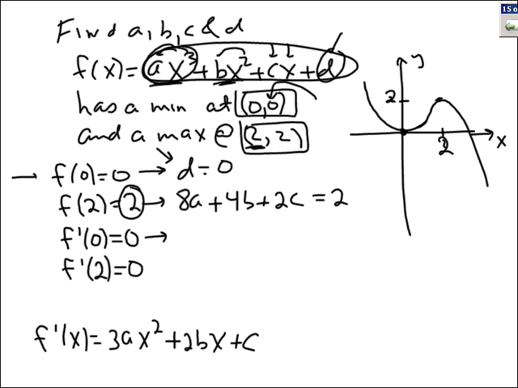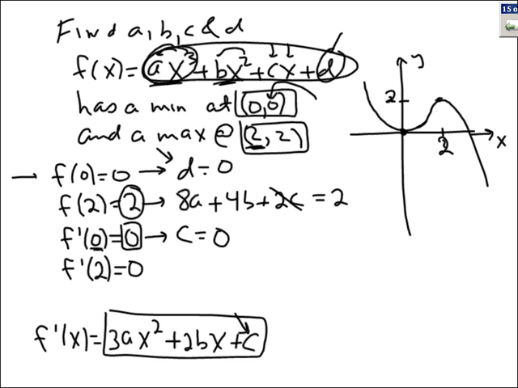Now, when I plug 0 into the first derivative, I'm going to get c, and it's 0. So I just learned c is 0. It's history. When I plug 2 in, I get 2 squared is 4, times 3 is 12, times a. Get 12a, plus 2 times 2 is 4, times b is 4b, plus c is 0. And this equals 0.